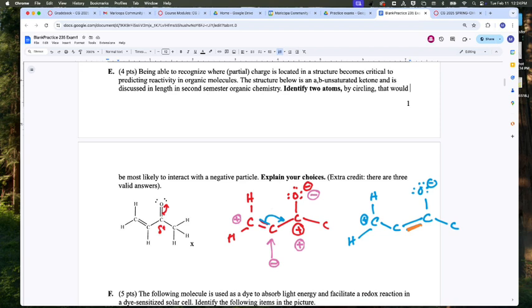So there's a good guess, like a double bond, right? Technically, the answer isn't three valid answers. It's technically five. I would argue it's three because it's three types.